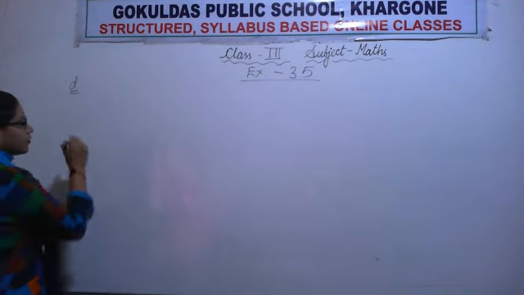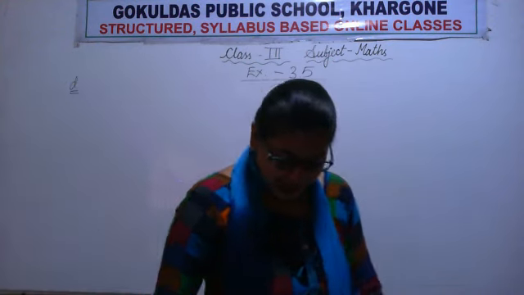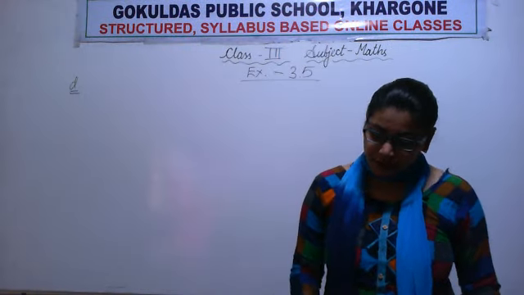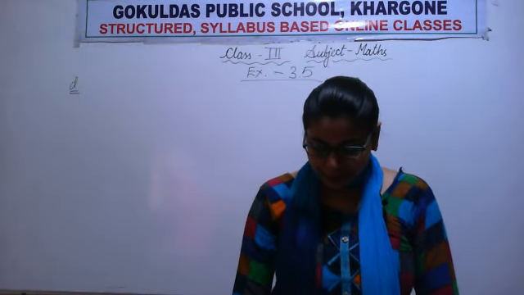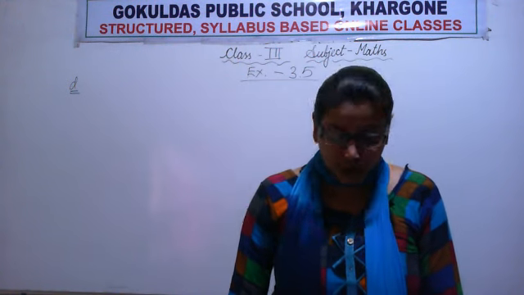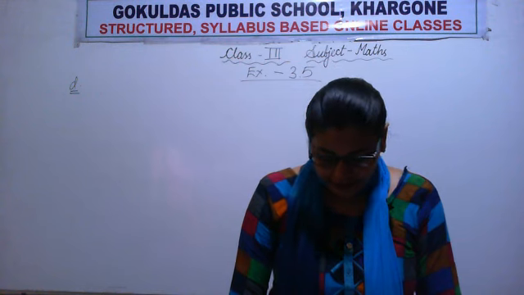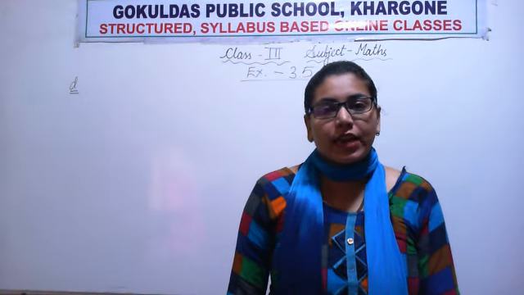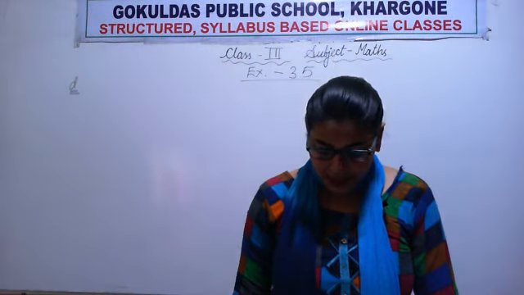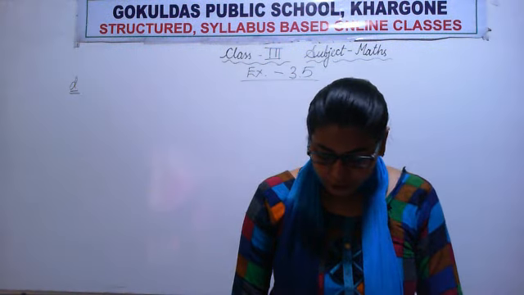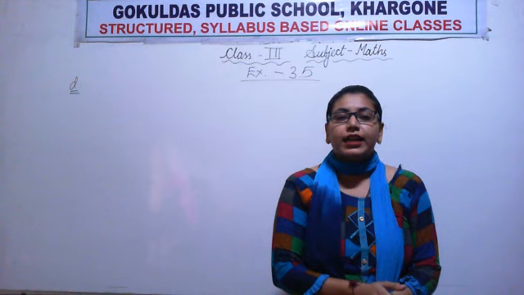So there were 500 sheets of paper. If Amit used 215 sheets and Anil used 30 sheets, how many were left? See, total number of sheets is given and two persons, Amit and Anil, used some number of sheets. So we need to find out the total sheets left.